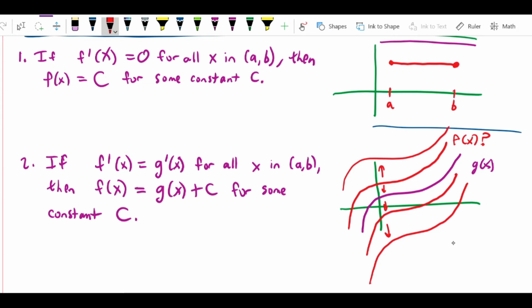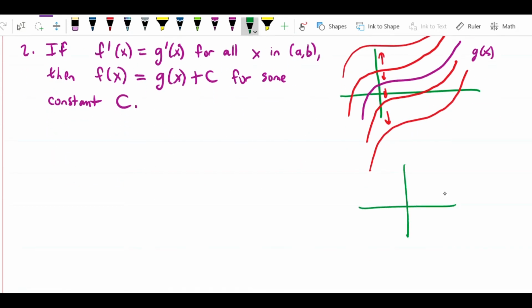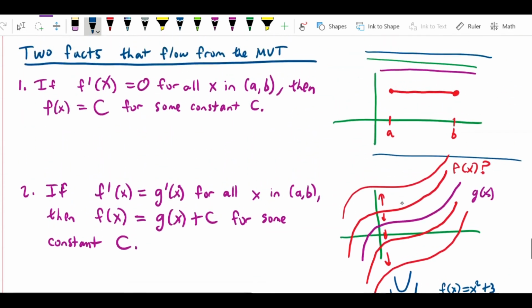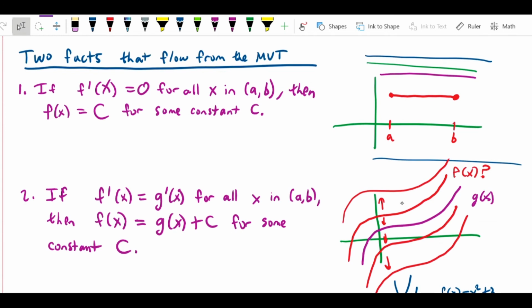A typical example you can see easily: here's y equals x squared, here's y equals x squared plus 1, x squared plus 2, x squared plus 3. So think about this. If I say f of x equals x squared plus 3, its derivative is 2x, the same as it is for all these other parabolas. All of these are the same parabola shifted up or down, and they all have the same derivative. What this is saying is that the only functions that have the same derivative as each other are functions that are just shifted upward or downward.